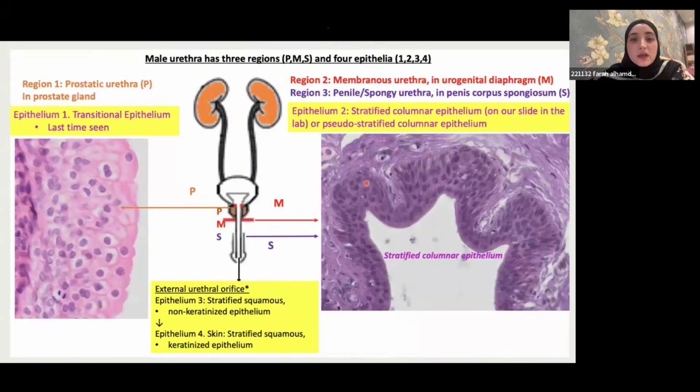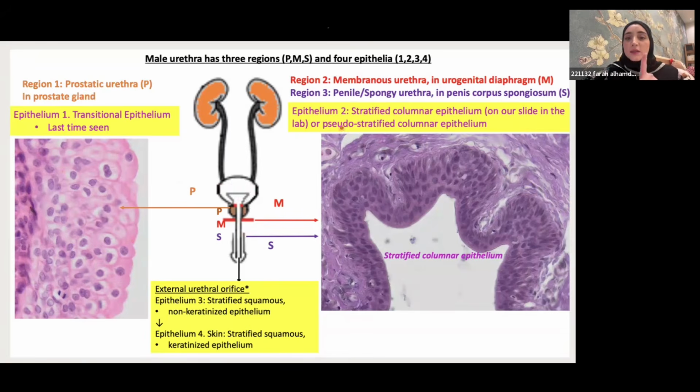Okay. Male urethra, let's talk about the urethra. The male urethra consists of three parts: the prostatic, the membranous, and the spongy. The prostatic urethra is where the transitional epithelium ends. Here we see the last transitional epithelium in the body. So in the prostatic urethra, you have transitional epithelium, dome-shaped.